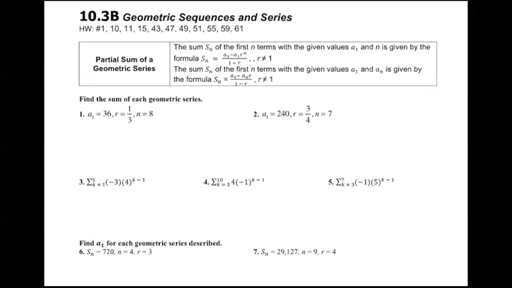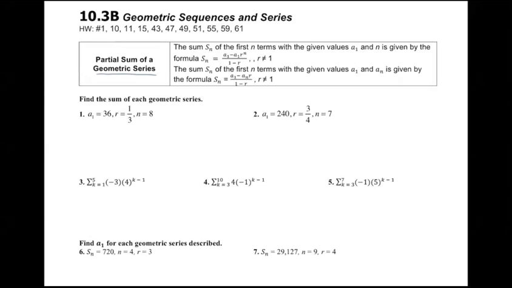So we are doing 10.3b, second part of our lesson about geometric sequences and series. So we did sequences last time. We are now talking about geometric series. And if you guys remember, series just means you are adding up the terms in the sequence.